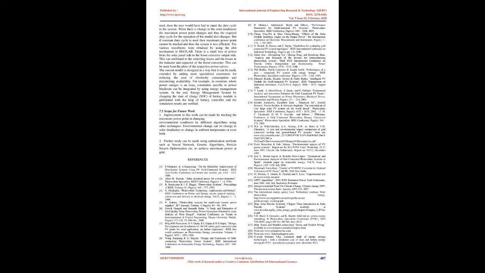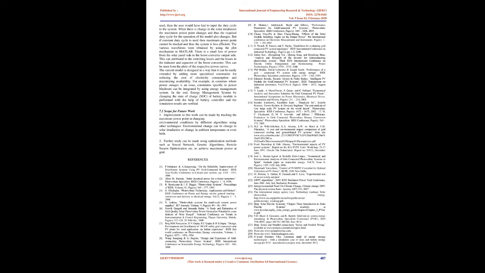There is a small loss of power from the solar panel side to the boost converter output side. This can be attributed to the switching losses and the losses in the inductor and capacitor of the boost converter. This can be seen from the plots of the respective power curves. The current model is designed in a way that it can be easily extended by adding more specialized constraints for reducing the cost of electricity consumption and maximizing availability. For example, in countries where power outages are an issue, constraints specific to power blackouts can be integrated by using the energy management system. In the end, energy management by changing the state of charge, SOC, of the battery module is performed with the help of the battery controller, and the simulation results are verified.